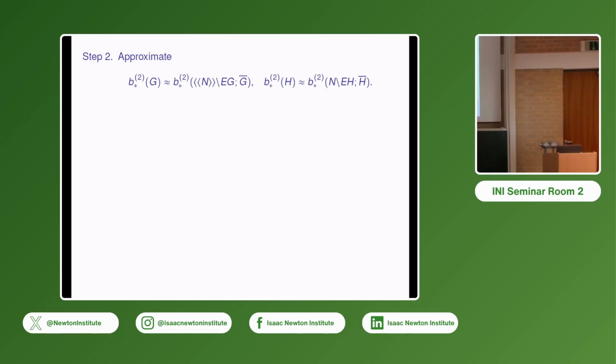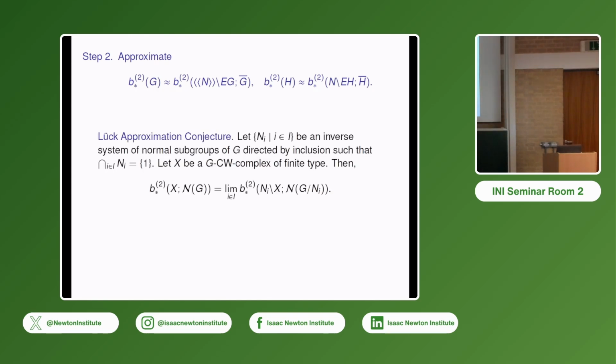Now we want to approximate this one with G and this one with H. And this is where we apply Lück's approximation conjecture. It says that if we have an inverse system of normal subgroups in G over the directed set I, such that the intersection is trivial, then whenever you have a G-CW complex of finite type, the L2 numbers of this G complex are the same as this limit.